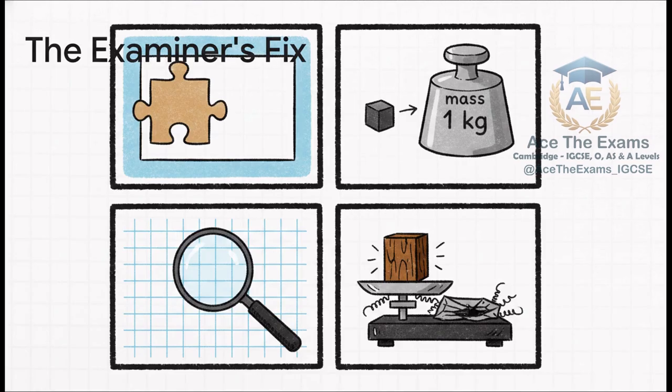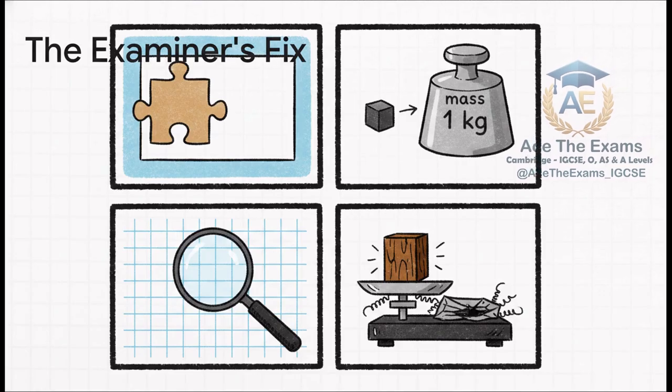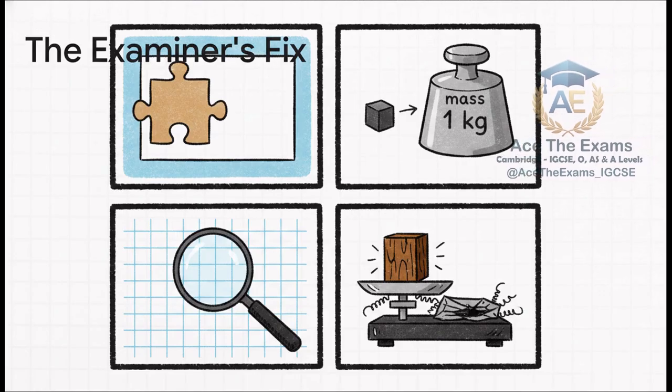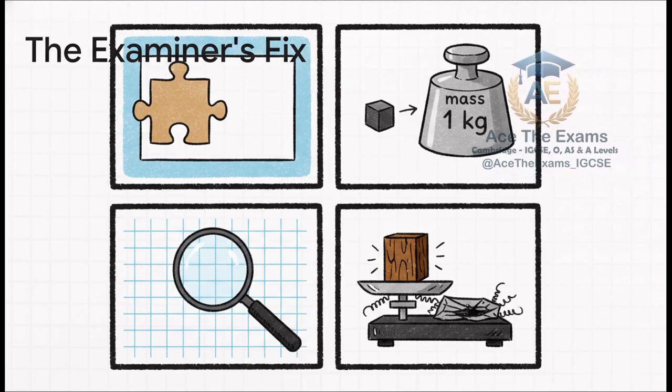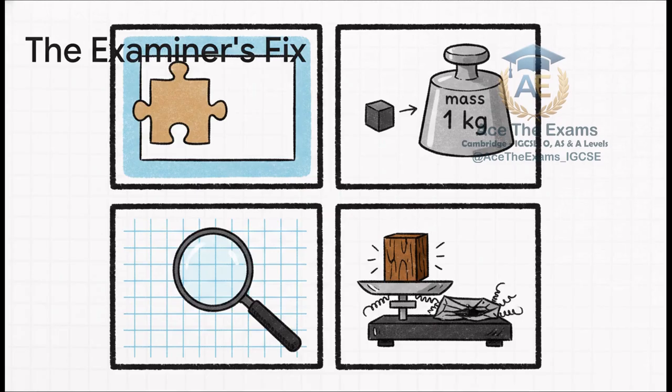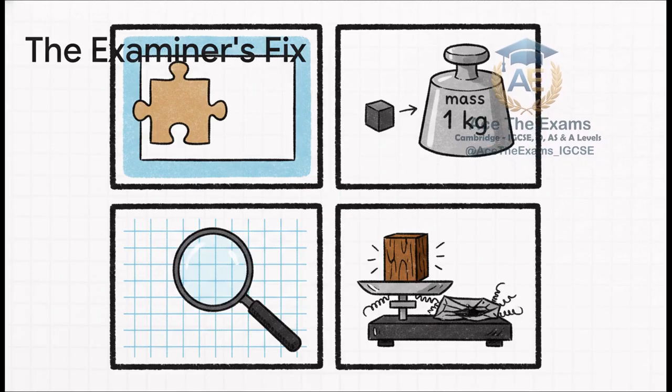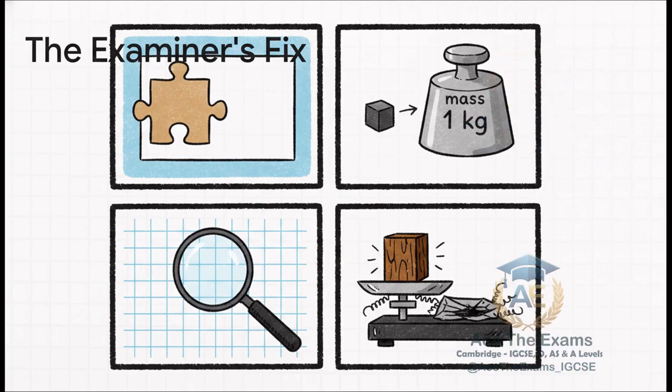So, how do we apply the examiner's fix? A top band answer has to include clearly substituted values into your density equation. You must state standard units, like cubic centimeters for volume, or grams per cubic centimeter for density. Always double-check your graph scales and uncertainty ranges, and above all, consider the reasonableness of your data.